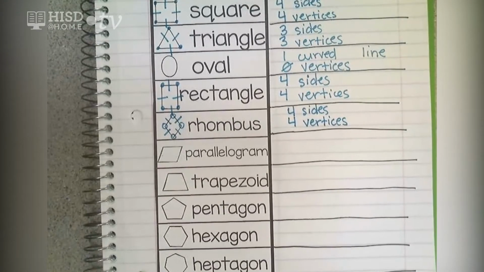Notice a pattern that we're starting to see. It seems that however many sides or straight lines we have, we end up having that many vertices for these closed figures.